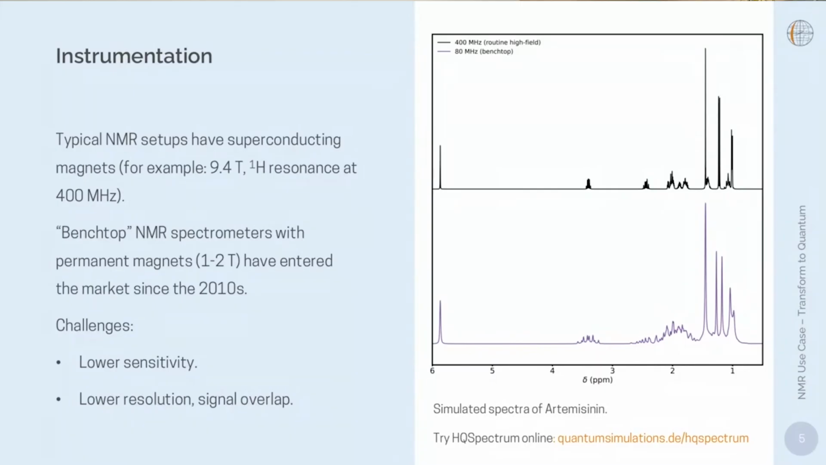So if you're a chemist who performs structural elucidation, you may prefer to have the spectrum that is at the top. But if this is just too costly to acquire, then maybe you will be happy with the one at the bottom.